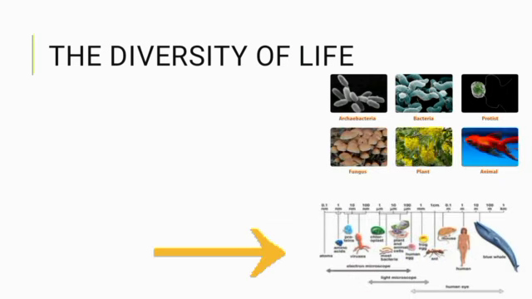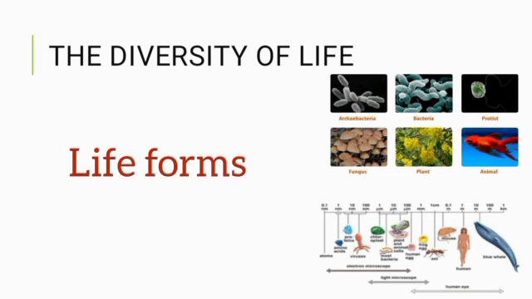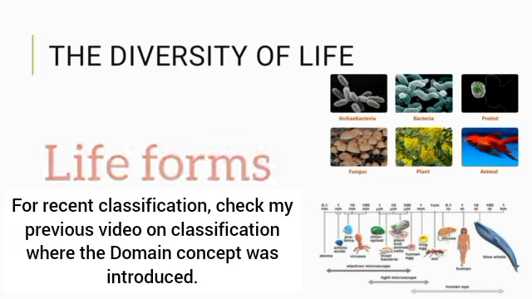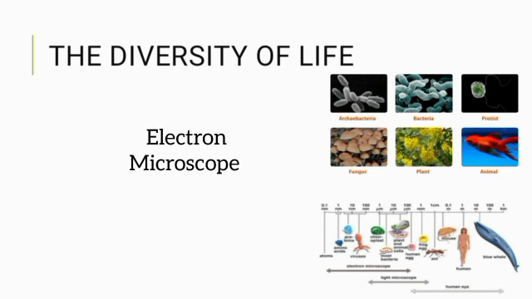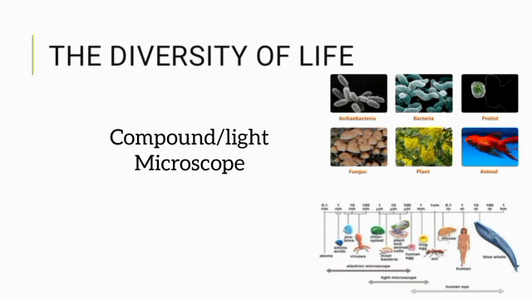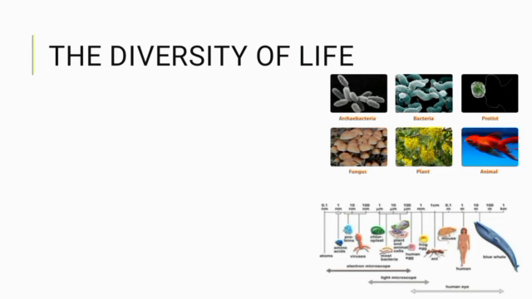This image shows you the different sizes of life forms. Some are very, very microscopic, so that you cannot even see them with the aid of a compound microscope. You have to use an electron microscope. Then there are some you can see with the aid of your normal compound light microscope. And with the human eyes, you can see some other types of biodiversity.